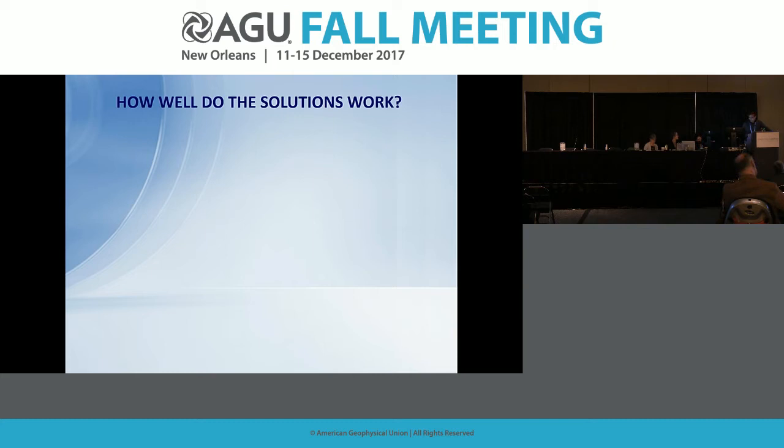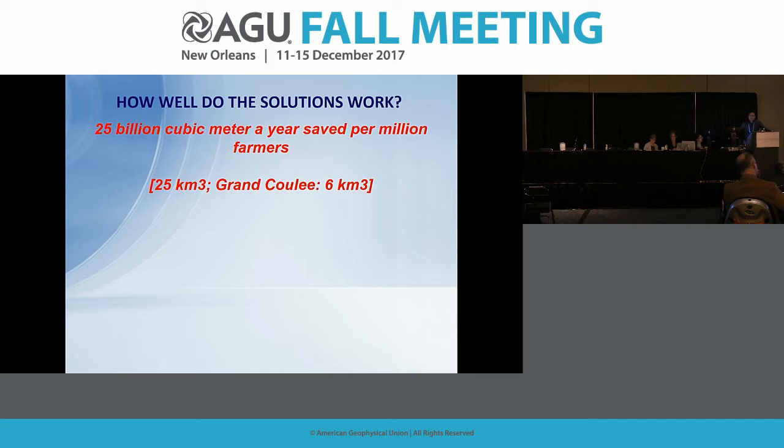So we did do an impact study of this, a quantitative impact. And what we did see is that if this solution was applied to about 1 million farmers in that region, you would be saving about 25 billion cubic meters of water from the ground. To put it in context, Grand Coulee is 6 cubic kilometers, or 6 billion cubic meters of water. So it's like about 4 Grand Coulee dams of water that you would be saving a year by trying to minimize the waste.